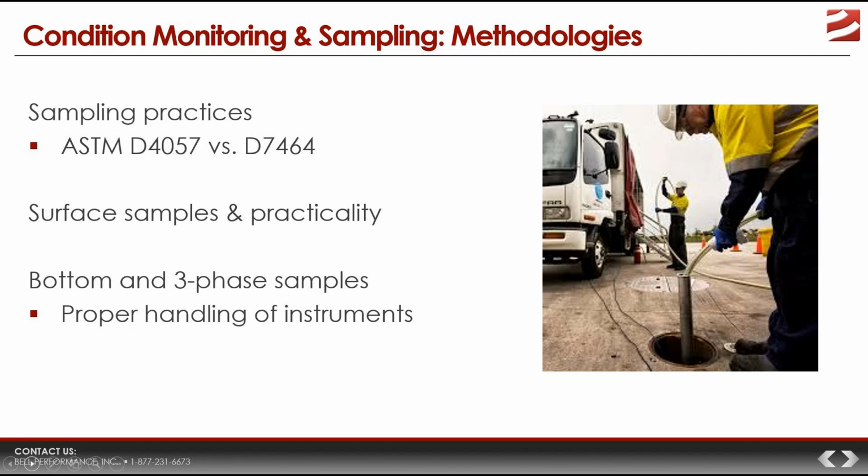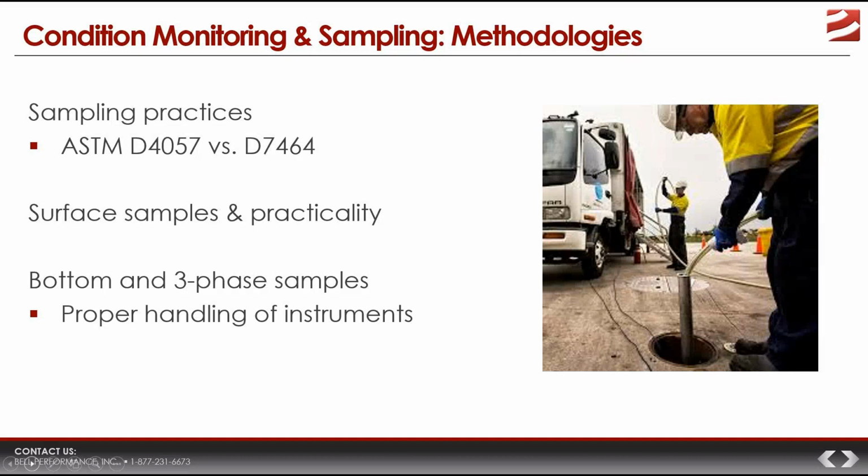Unfortunately, it is rarely practical to get a surface sample, which means we have to go to our next best alternative, which are bottom samples, specifically three-phase bottom samples. In the sample, you should have some bottom water, some rag layer, and some near bottom fuel, which is fuel that is between 10 and 16 inches above the water phase. And this means to get this kind of ideal sample, you need to check for water beforehand so you know how high your water phase is, so you know how high 10 to 16 inches above that is.